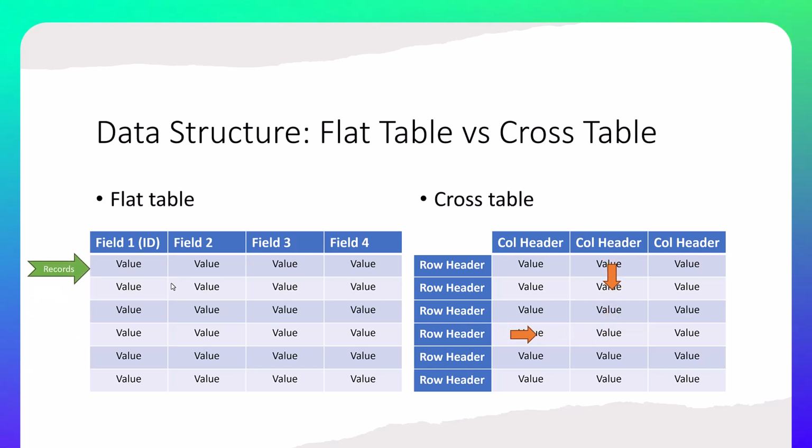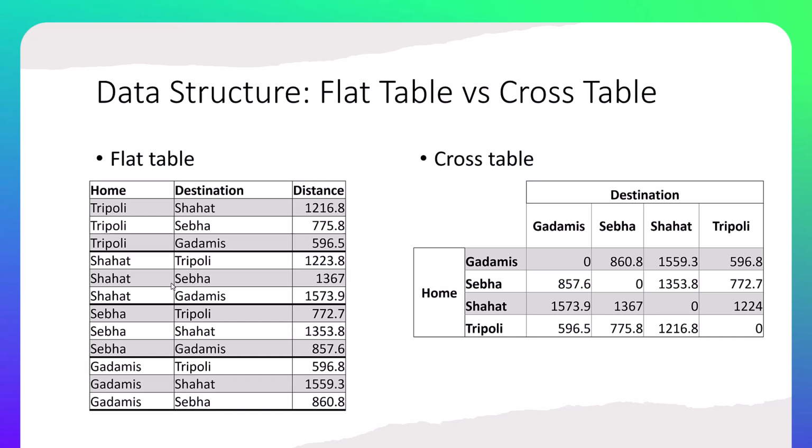So the source for the pivot table should be a flat table. And both tables can contain the same information. So let's see how that actually shows here. As you can see, on the left side we have the flat table. On the right side, we have the cross table. Both tables here contain the same information, which is the distance between two cities. And as you can see, the cross table is a summarized table, and it's much easier to read than the one on the left.